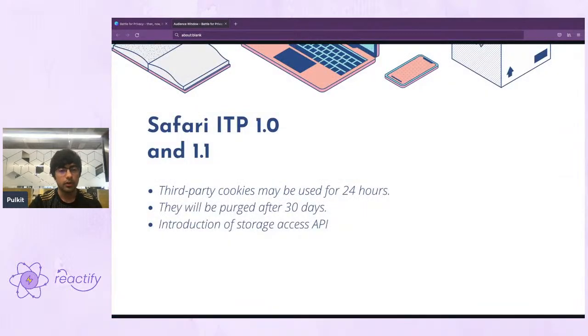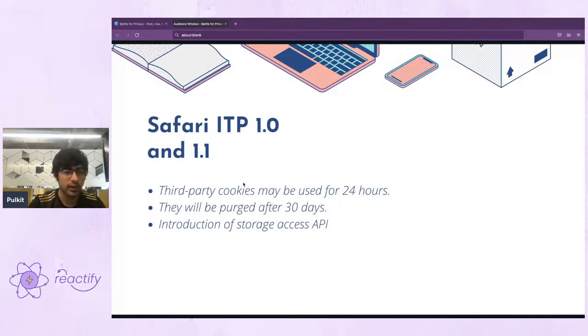Now I won't be talking about every ITP version, but I'll be talking about the major ITP versions and the restrictions that came along. So, Safari ITP 1.0 and 1.1. I'll first read out the restrictions that came along. It says that third-party cookies may be used for 24 hours. Then it says they will be purged after 30 days. And the last thing is the introduction of the Storage Access API.